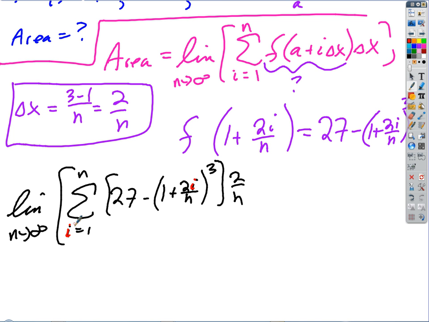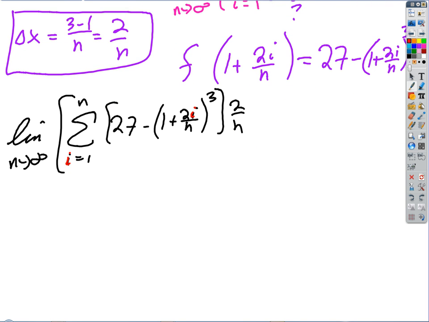Now, when we get out to the limit, we're going to be working on the n's, right? But the sigma is only interested in the i's, okay? So we need to expand this guy out.